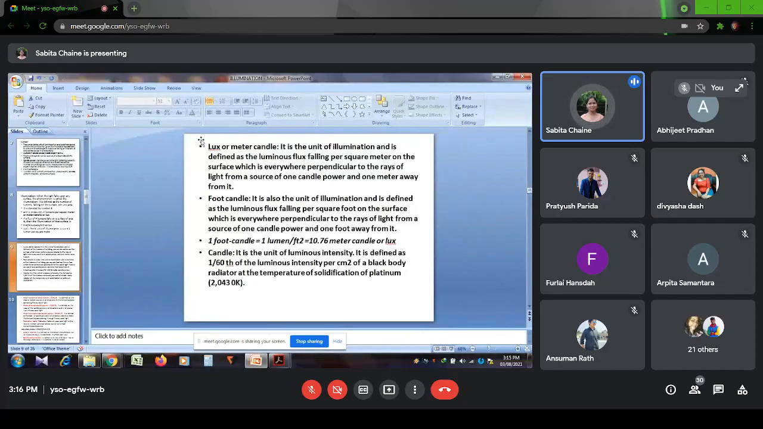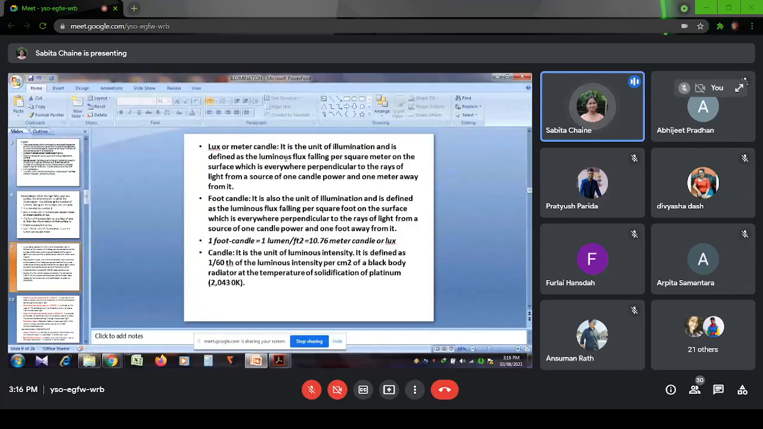Previously you also defined the lumen and the candela power. Similarly, lux or meter candela is the unit of illumination, and it is defined as the luminous flux falling per square meter on a surface which is everywhere perpendicular to the ray of light from a source of 1 candela power and 1 meter away from it. If all the terms are 1, you get 1 unit of lux. If you take a source of 1 candela power 1 meter away, perpendicular to the surface, the illumination will be 1 lux.